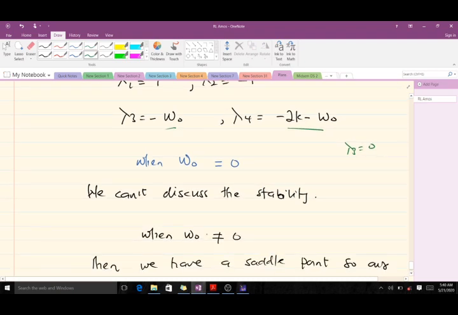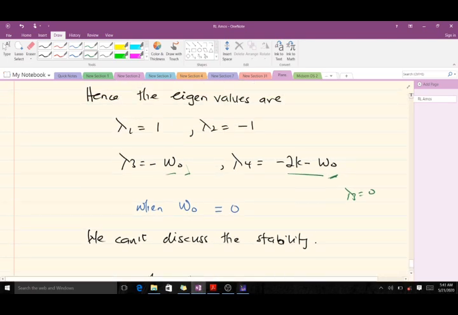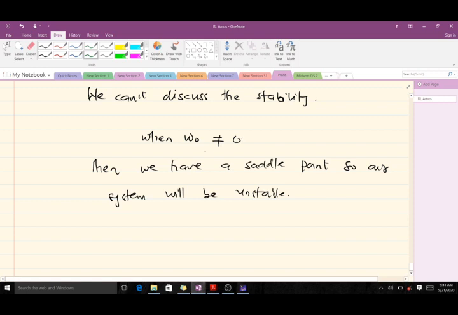But when w naught is not equal to zero, we are going to have a value here, and also a value here, irrespective of the value for k. Our values are going to be a mixture of positive and negative values, because we have positive and negative here. Irrespective of the values here, we still have a mixture of negative and positive values. As a result, when w naught is not equal to zero, we are going to have a saddle point, so our system will be unstable. I hope you get it. That is how to discuss the stability of the question. Thank you very much.